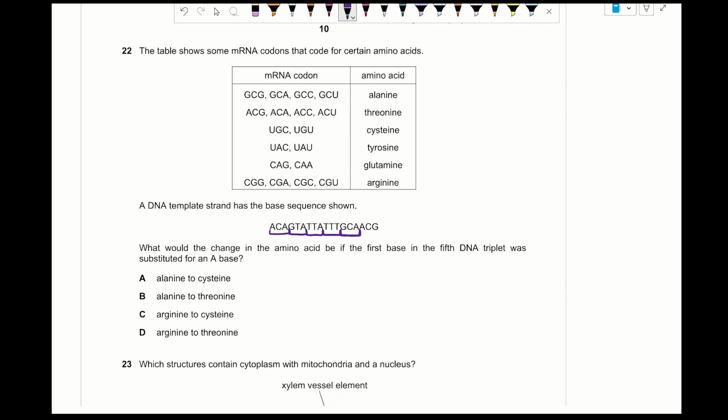So here, GCA was substituted for ACA. Now the issue with this is that it's a DNA template strand, and the key here is within the RNA. Therefore, we must convert the DNA to RNA via complementary base pairing. So, GCA was substituted to ACA. Now, converting this to RNA, it would be CGU, uracil, since RNA doesn't have thymine, and UGU. Now, let's look at the key. So for CGU, we have arginine, so the substitution was from arginine to UGU, which is cysteine. Therefore, the answer is going to be C.